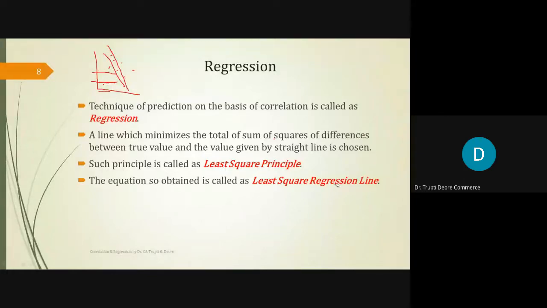So how do we calculate it without the graph? For that, we have a regression line. There are two axes, right? This one is your x-axis, and this is your y-axis. So there are two lines of regression. One is the line y on x, and the second is x on y. What is the difference between these two lines?